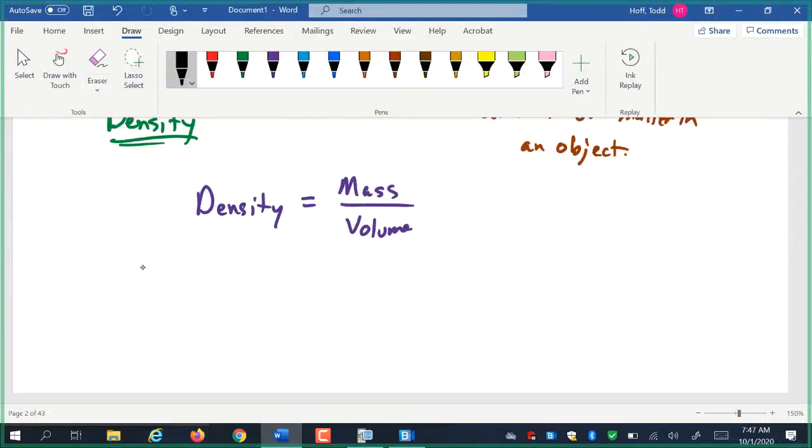So let's say I have an object that has a mass of 27 kilograms and a volume of, let's say, 900 centimeters cubed. Or 9,000, I should say, centimeters cubed.